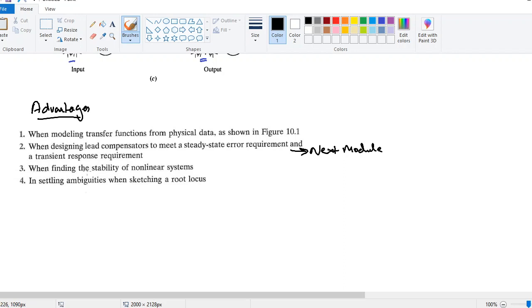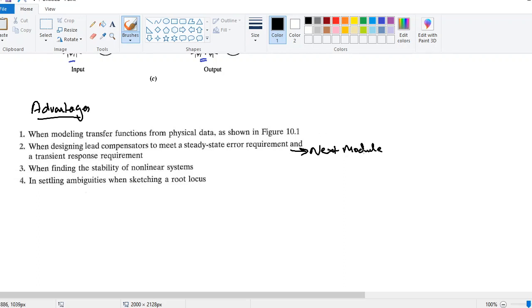Next, another situation is when you want to find the stability of non-linear systems. If you look at all the problems that we did till now in all the chapters, the assumption is that we are talking about linear time invariant systems. Now, one case where we can use frequency response is to determine the stability of non-linear systems. And finally, it settles some of the ambiguities when it comes to sketching a root locus.